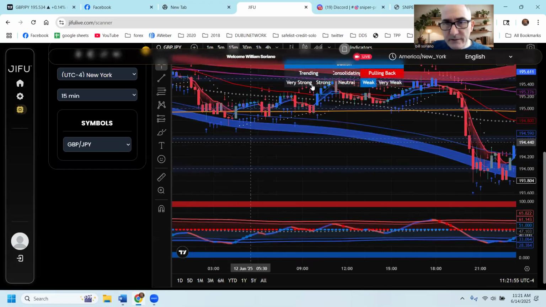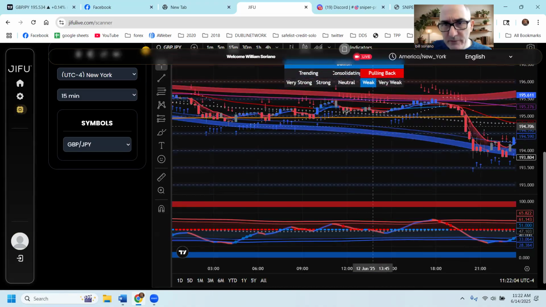So let's see if we can find this one. And it looks like it's this candle right here. Right? So it's the 11:45 a.m. candle right here on Thursday. Price was into the upper band.